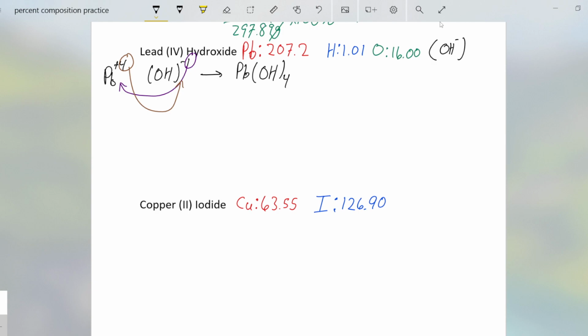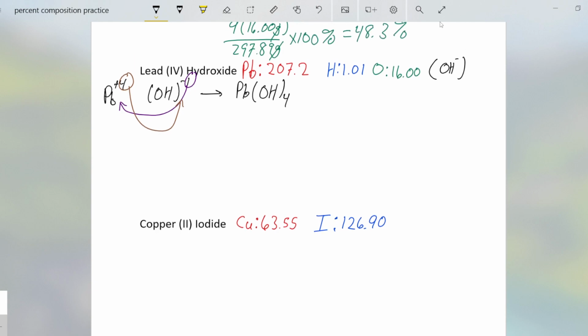We had to do this because we need to balance the equation, and we need to make sure that our charges end up being neutral. So I have a positive 4 charge from lead, I have a -1 charge from hydroxide, and there are 4 of them, so I have 4 negative charges, and I have the 4 positive charges from lead, and those cancel, and we are left with an overall neutral molecule.